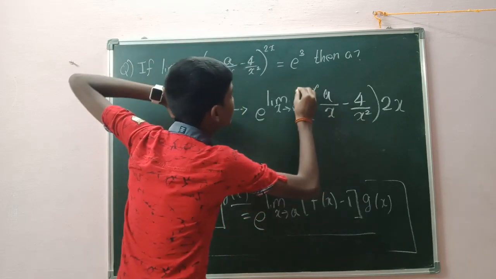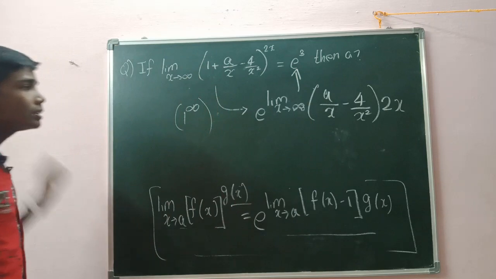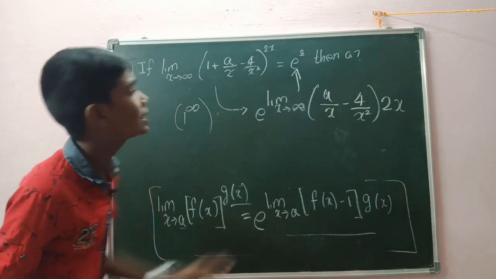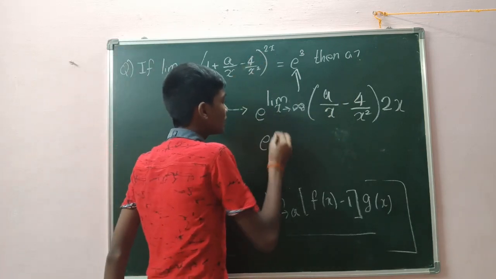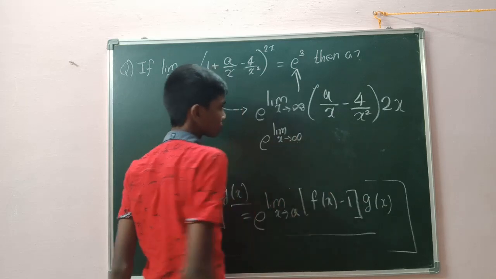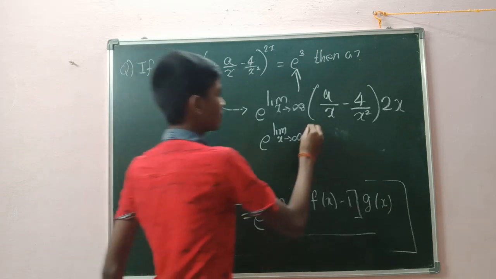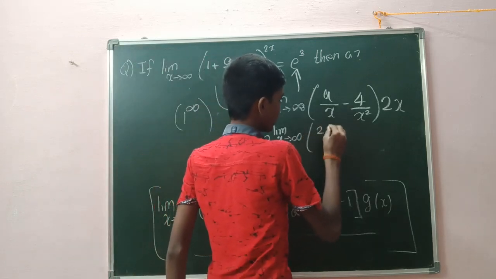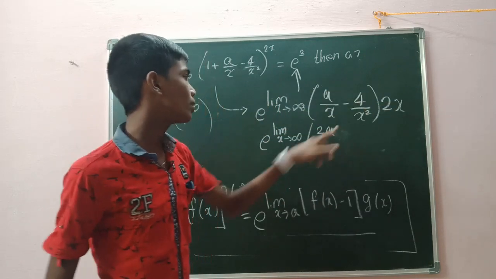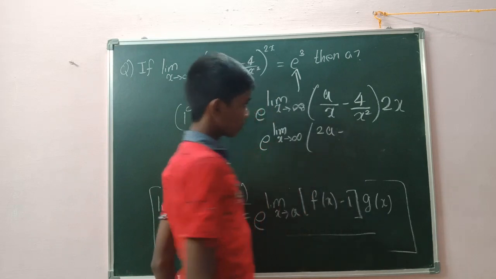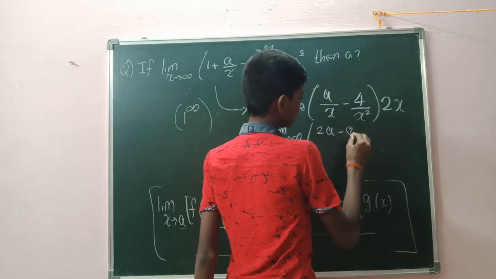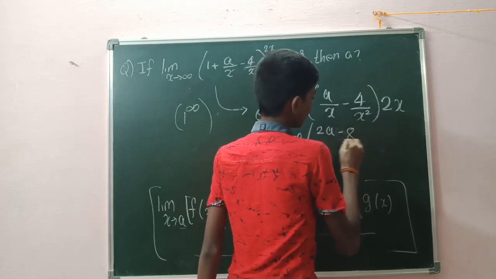And this is equal to e cube. Correct now? This is equal to e cube. E power limit of x tends to infinity of a by x minus 4 by x square into 2x. This is nothing but e cube. When you simplify, I will get e power limit of x tends to infinity of 2a. Correct now? Because a by x into 2x, x cancels, so 2a, minus of 8 by x. Correct or not? Minus of 8 by x.